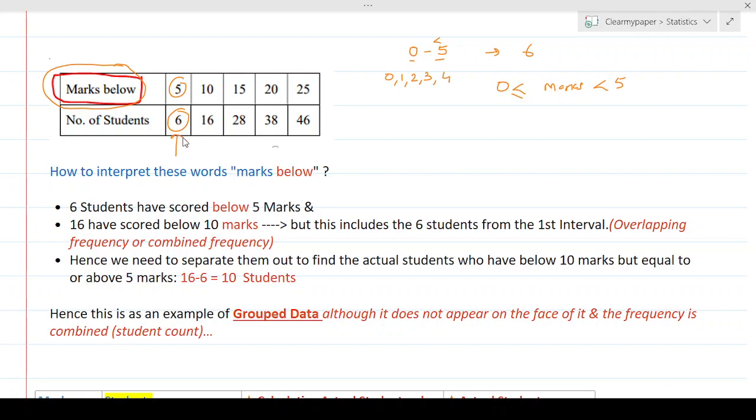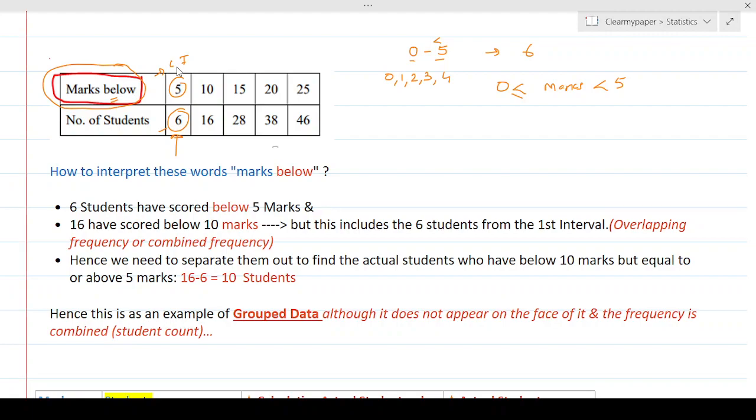And that's pretty simple. That's the whole concept of group data. Although this whole problem looks like ungrouped data, or just a frequency where there is no class interval, because of this wording and verbiage of "marks below," we'll see that this becomes group data with a class interval.